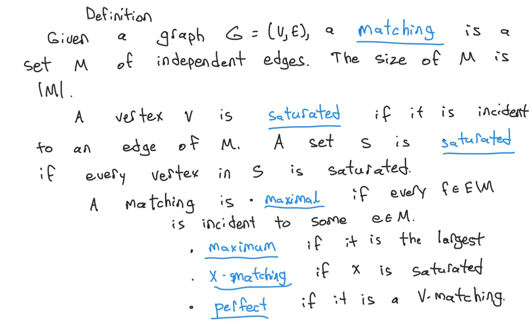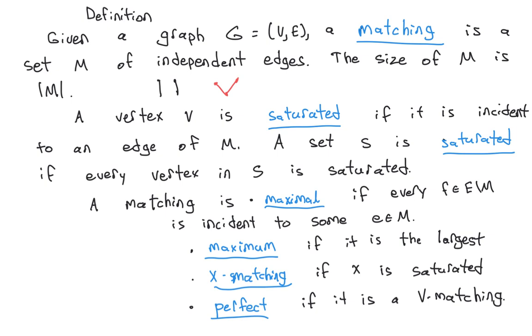All right, first we start with our definitions. Given a graph G, a matching is going to be a subset of independent edges of G. So in particular, that means you've got a subset of edges with no two edges intersecting in a common vertex. The size of the matching is going to be the number of edges in the matching.